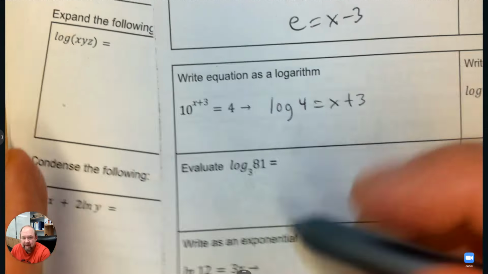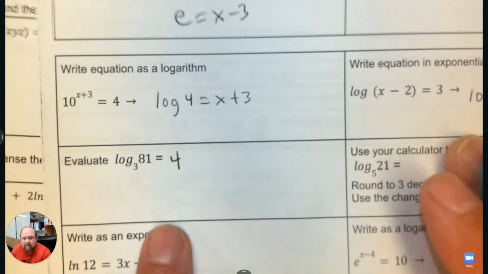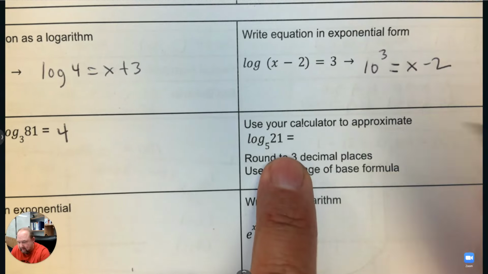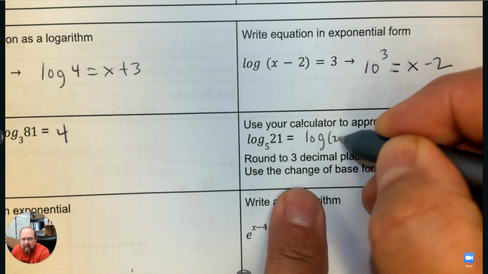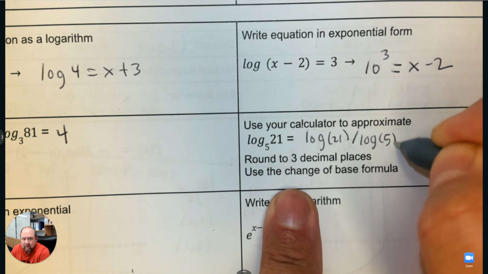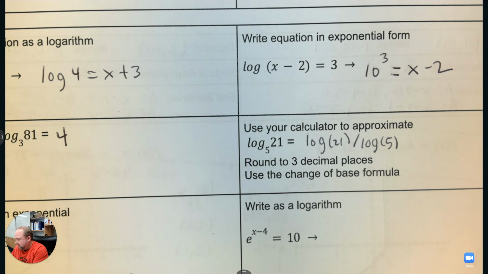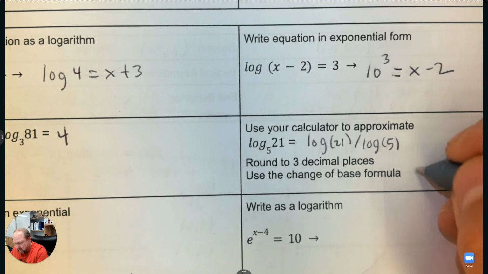Evaluate a logarithm again. What exponent makes that true? So 3 to the exponent 4 is equal to 81. You can use your calculator if you need to. Use a calculator here again. Press pause. Can you evaluate a logarithm? Do as much as you can before I do it. You'll get much more out of it. So again, we're typing in log 21 divided by log 5. That's 1.892.